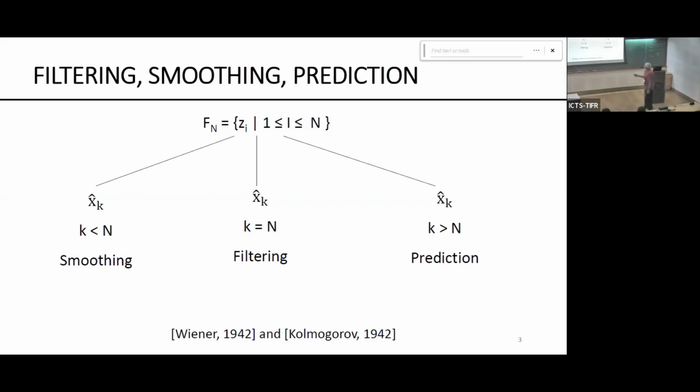So let f subscript n be the collection of all the observations z_i, i coming from 1 to n. So that is the base, the observation base. Based on that, if I'm going to estimate a quantity at a time k less than n. So n is the present. I have collected observations from 1 to n.